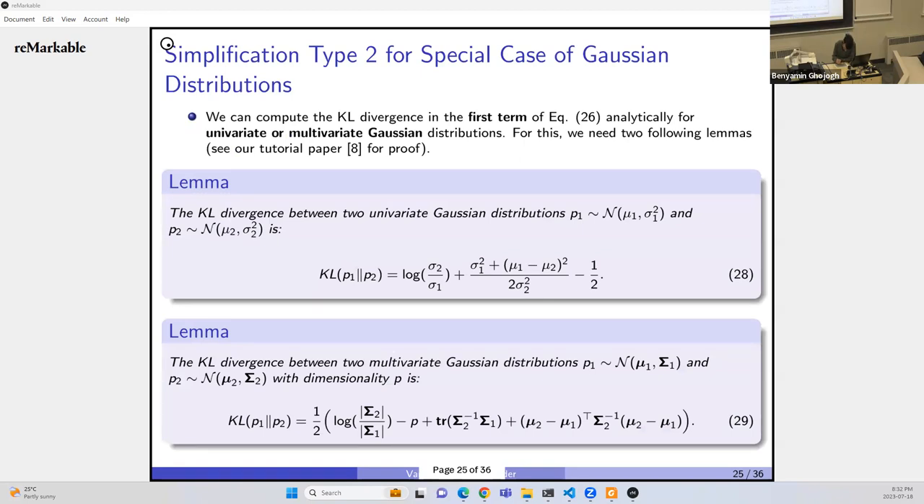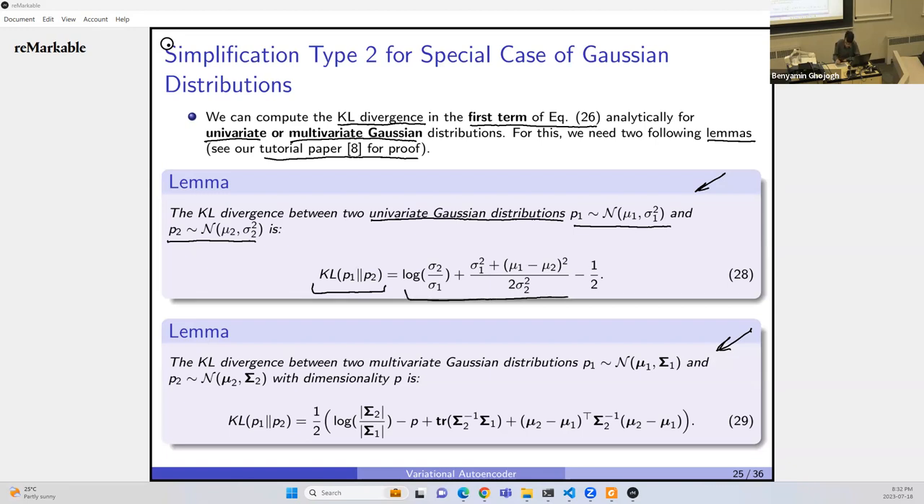So we can compute the KL divergence in the first term of equation 26 analytically for univariate or multivariate Gaussian distributions. For this, we need the following two lemmas. You can see our tutorial paper for the proof. For this lemma, I have referenced some paper. For this lemma, you can see the appendix of my tutorial for the proofs. So the KL divergence between two univariate Gaussian distributions, P1 and P2, they are univariate, right? They are only one-dimensional. Then the KL divergence between these two Gaussian distributions is equal to this. It has mu 1, mu 2, sigma 1, sigma 2 in it, right?